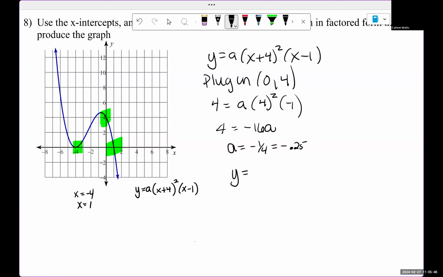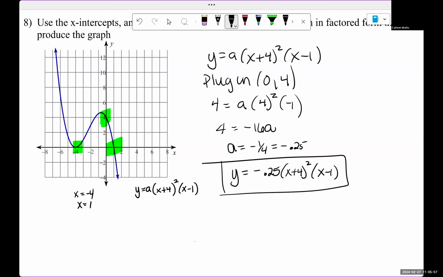So here's my graph. y equals -0.25 times (x plus 4) squared times (x minus 1). There you go. Not as bad as you thought the first time. Okay.